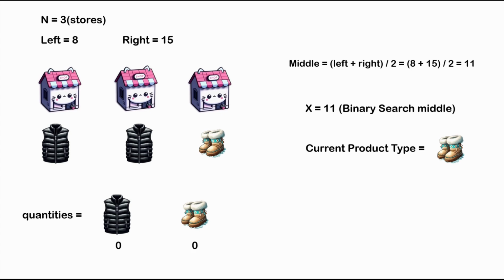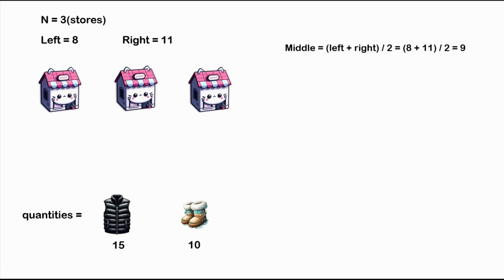At this point, all products have been distributed successfully and no store received more than 11 products. This distribution is valid because all products were distributed with x equals 11. Since x equals 11 worked, we know it's possible to distribute with this value or smaller. Update right equals middle, which is 11. Now calculate the new midpoint again. Middle equals 9. Now let's check if x equals 9 works.